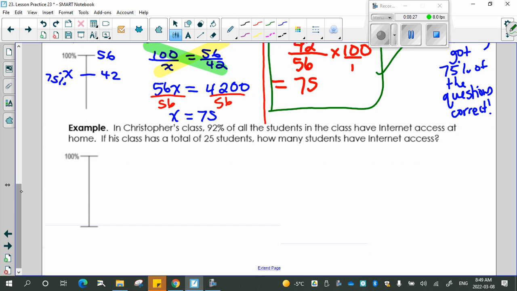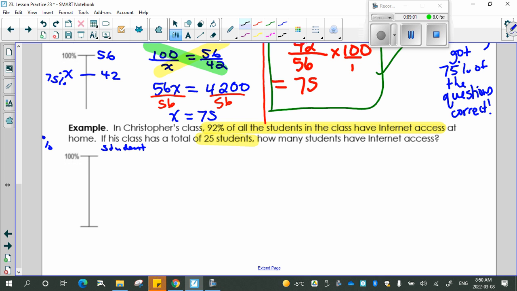Okay, so in Christopher's class, 92% of all the students in the class have internet access at home. If his class has a total of 25 students, how many students have internet access? So in Christopher's class, 92% of all the students have internet access at home. This class has 25 students. How many students have internet access? So this is the percent side, and this is the student side.